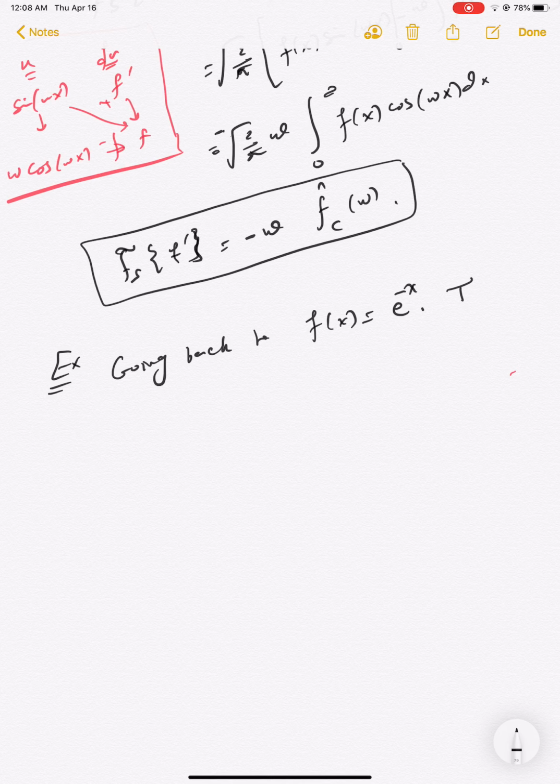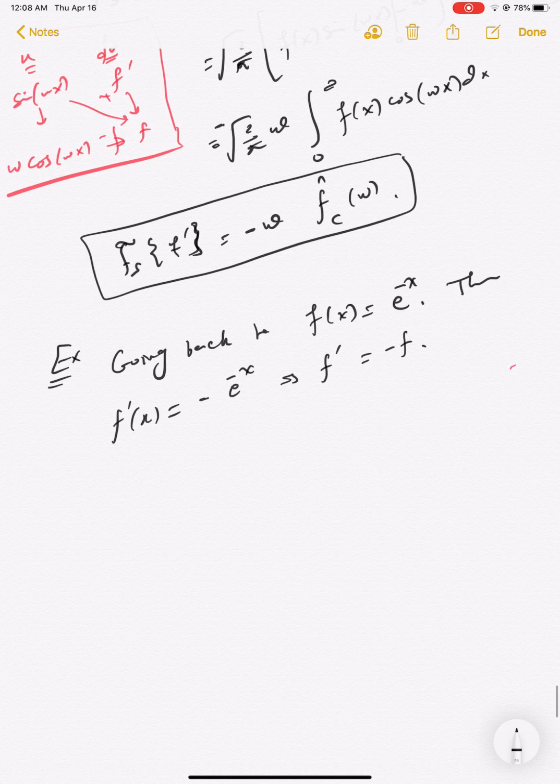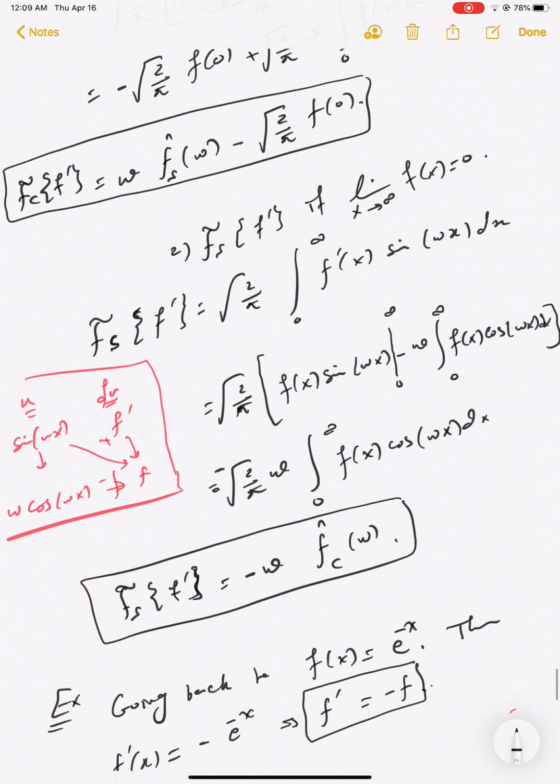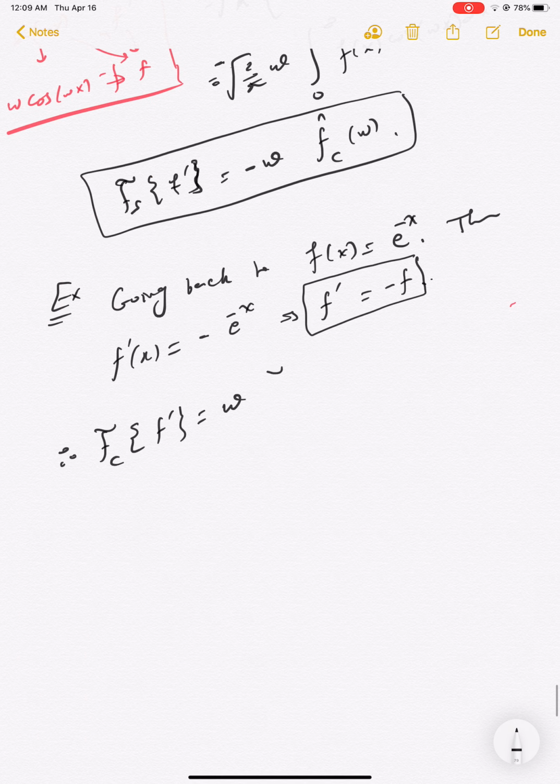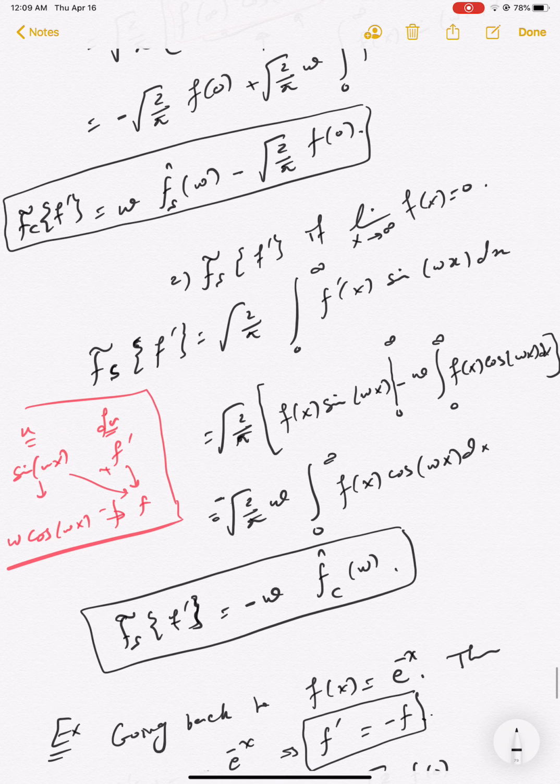So in this case, what is the derivative of the function? The derivative of the function is basically negative e to the minus x, which means f prime is negative f, right? Because f is e to the negative x. So if you want to find the Fourier cosine of the derivative, what was the formula for the Fourier cosine of the derivative? It was omega times the Fourier sine of the function minus root 2 over pi f of 0. Again, what did we do? We just copied this formula here.